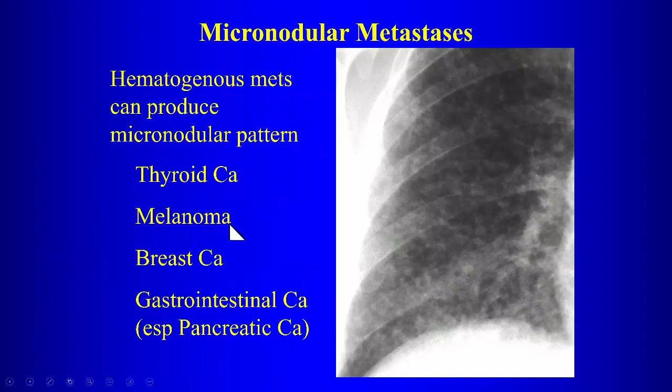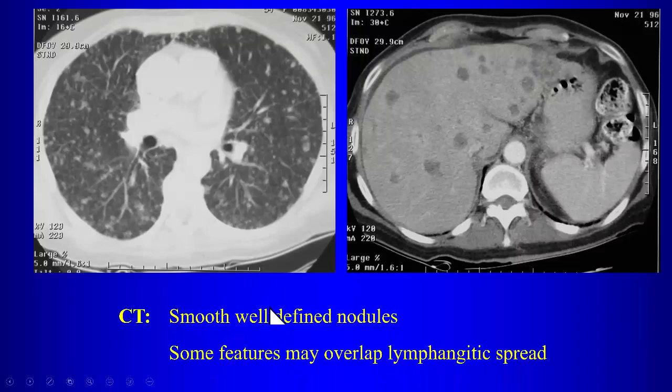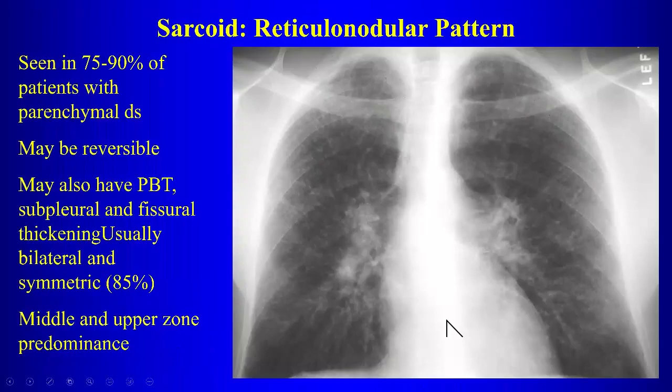Okay. So micronodular metastases, thyroid is the tumor. There are other tumors that can also do it, especially upper abdominal tumors like pancreas, but any tumor can give you micronodular disease from metastatic presentation. And we saw this case already of colon cancer with mets to the lungs and to the liver.